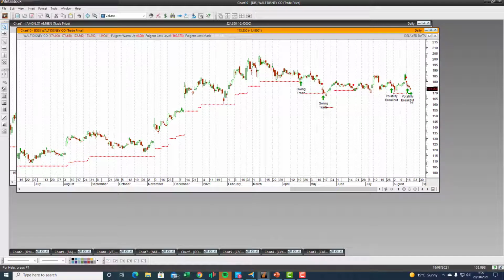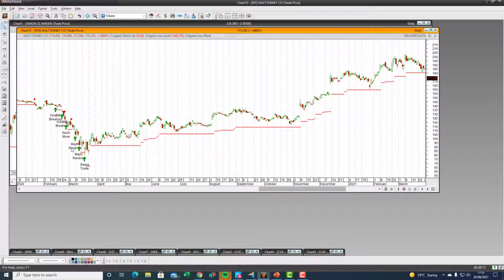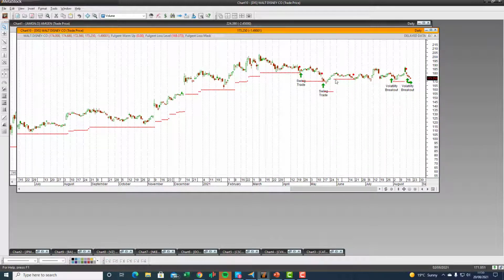Next up, Disney, volatility breakout as well, buying at the bottom end of a base, so at a key support zone where we're trading. You can see earlier trades here. This swing trade was a beautiful swing trade, lasted multiple months, and then we had two swing trades there. One was profitable, the other one not, and now we have a new volatility breakout on Walt Disney.